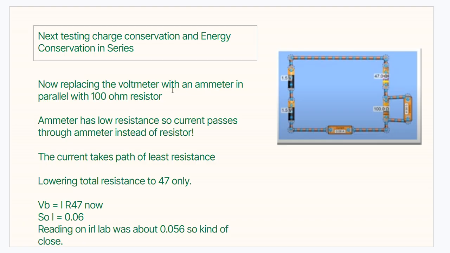So now we're going to test the charge by replacing the voltmeter with an ammeter in parallel with a 100 ohm resistor. Now, something really cool happens here. The ammeter actually has really low resistance, so current passes through the ammeter instead of the resistor. The current takes the path of least resistance. This lowers the total resistance to only 47 ohms. So, now for V equals IR, we're just going to do VB equals IR 47. This means that I equals 0.06. The reading in the real lab was actually about 0.056, so kind of close.